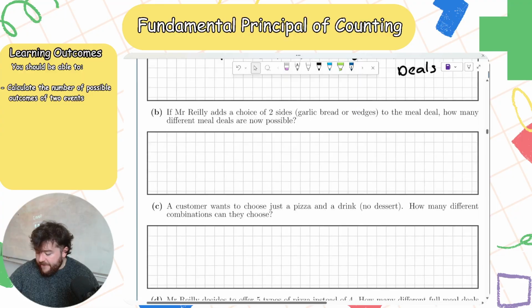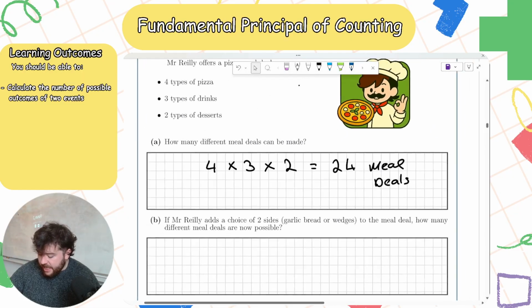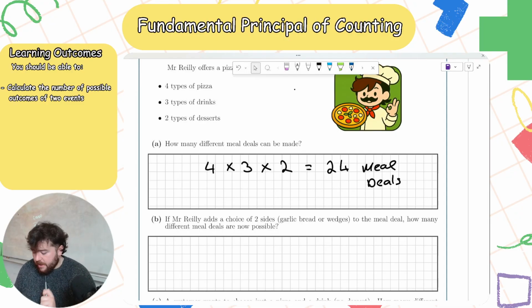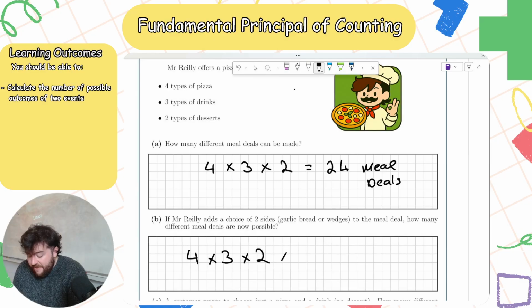If Mr. Riley adds a choice of 2 sides, garlic bread or wedges, to the meal deal, how many different meal deals are now possible? So he still has 4 pizzas, 3 drinks, 2 desserts, and finally he has 2 sides. And that answer would be 48 possible meal deals.